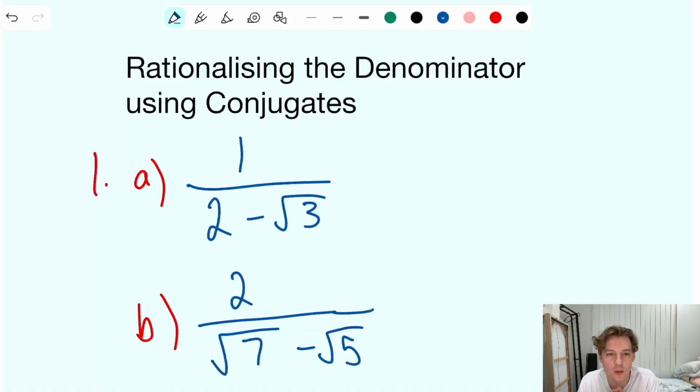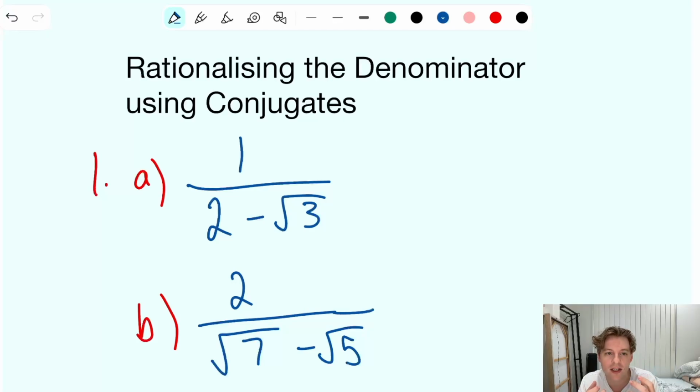Okay, welcome back everyone. We're going to be covering rationalizing denominators using conjugates for our irrational denominators, specifically surd-based denominators. We've got two questions we're going to do. The first one is 1 over 2 minus root 3. The second one is 2 over the square root of 7 minus the square root of 5. It is going to be the exact same technique for both questions.